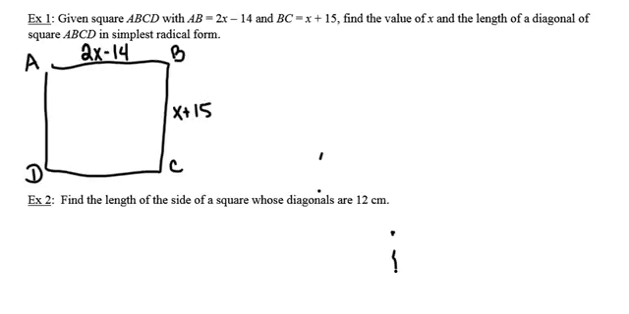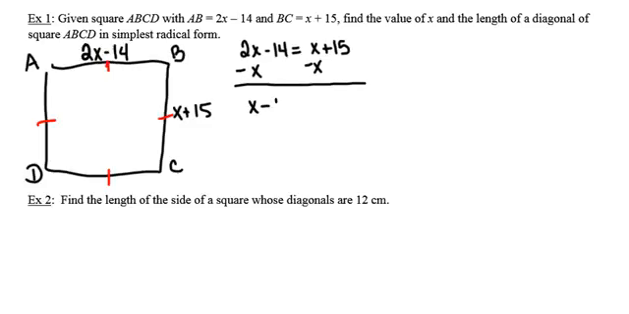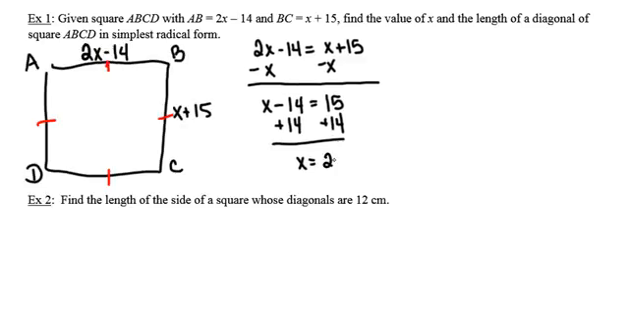So because a square is a rhombus, and I know that all the sides of a rhombus are congruent, I know that all 4 sides of the square are congruent, which means the length of AB and the length of BC are equal. So the equation that I'm going to write here, 2x subtract 14, is equal to x plus 15. In order to solve, I'm now going to go subtract an x from both sides. To undo subtracting 14, I'll add it to both sides. So the value of x for this particular square is 29.